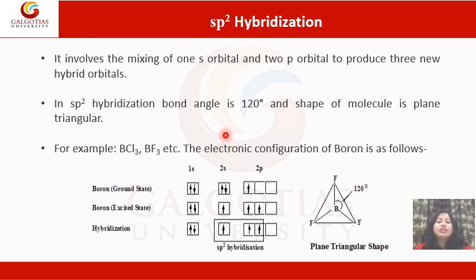Now, let us consider the example of boron fluoride. The ground state of boron is 1s2, 2s2 and 2p1. In the excited state, the configuration is 1s2, 2s1 and 2p2. Now, three new hybrid orbitals are formed, which is sp2 hybridization. Due to this, the structure is planar triangular in shape having a 120-degree angle.